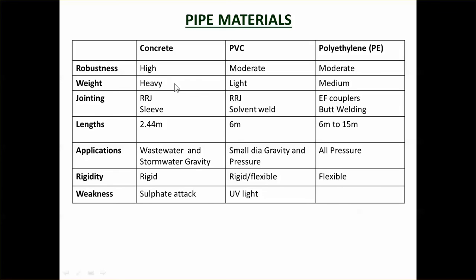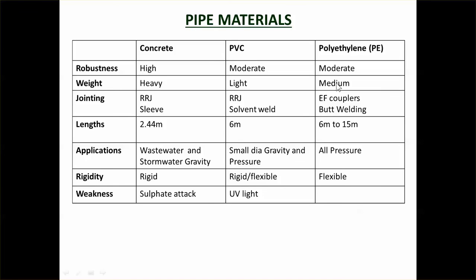Concrete pipe is really heavy, which means that it's delivered in 2.44 meter lengths, which is about 7 feet I think. Even a 2.44 meter pipe needs to be lifted by an excavator. Even a small diameter one can weigh 100 kilograms or something like that. So you need an excavator or a crane to lift it. On the other hand, PVC is relatively light. A 6 meter section of say a 300 millimeter PVC can easily be lifted by two people. It doesn't need an excavator or a crane to lift it.